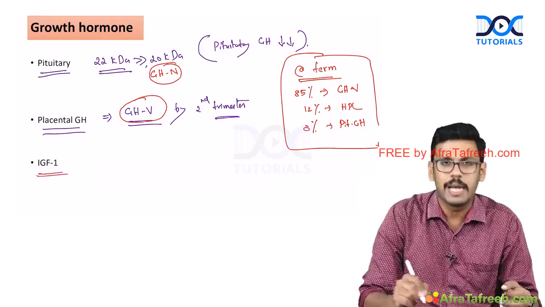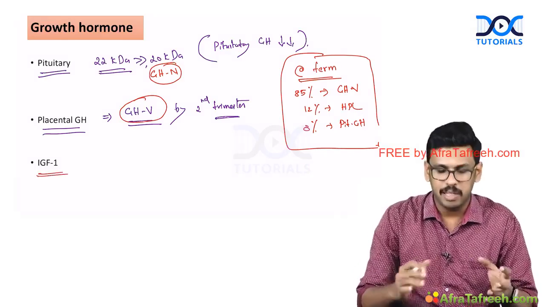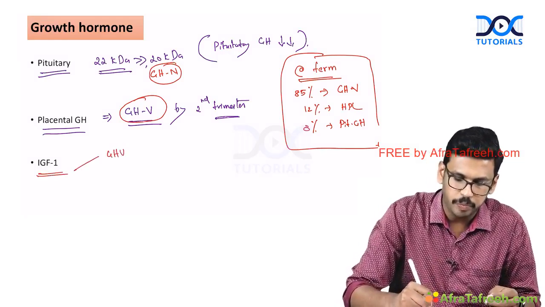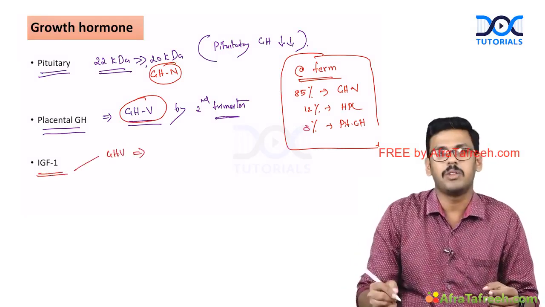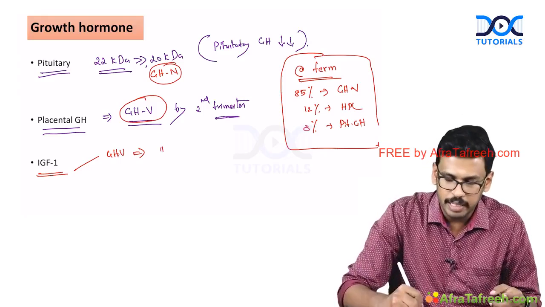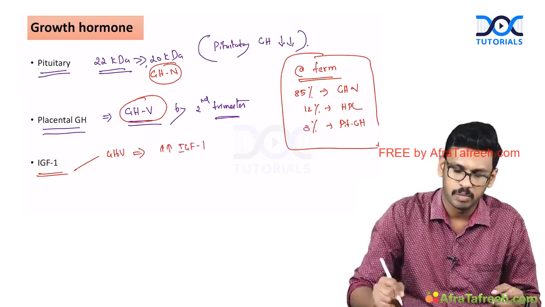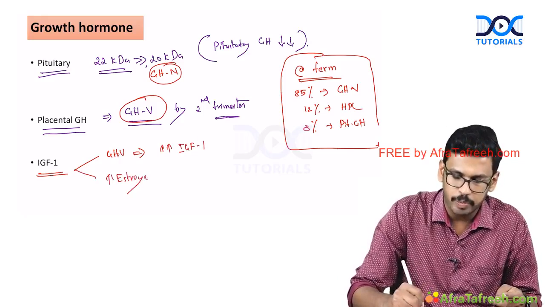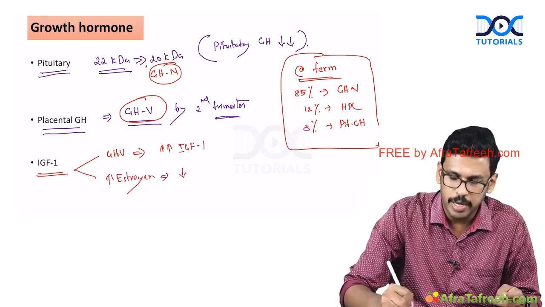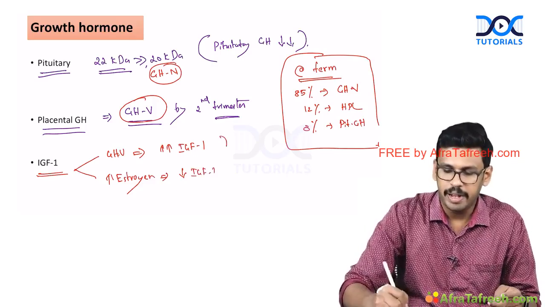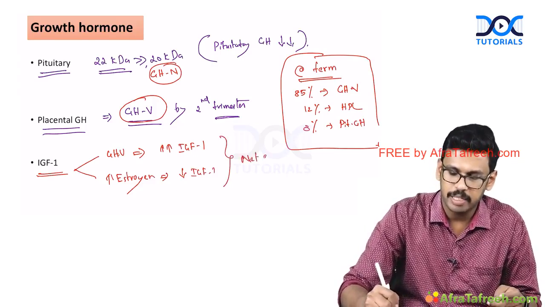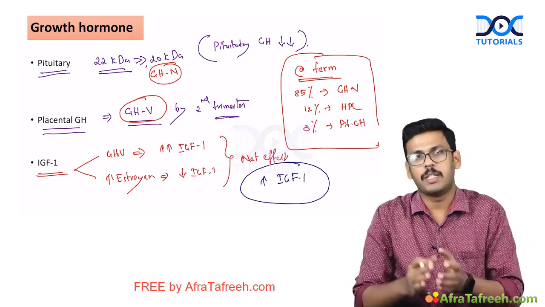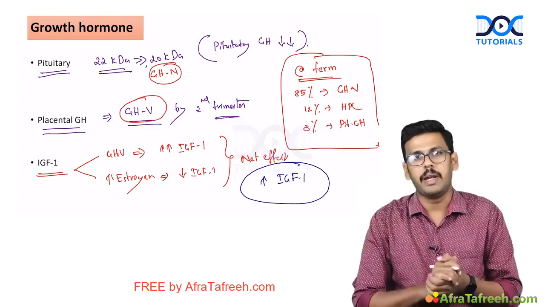And what happens to IGF-1? There is an antagonistic effect on the IGF-1. One is that this GHV, the higher concentration of the circulating GH, will increase IGF-1 generation, but high estrogen concentration during pregnancy would partially reduce IGF-1. But the net effect is increased IGF-1. So there are factors that can increase as well as reduce IGF-1 in pregnancy.